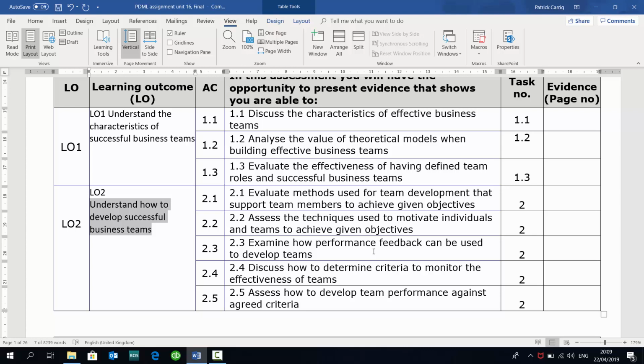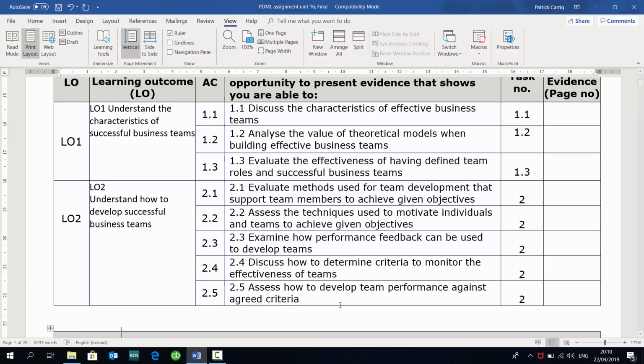And discuss how to determine criteria to monitor the effectiveness of the team. So we look at performance feedback and SMART targets: specific, measurable, achievable, and timely, as well as relevant and realistic. That's how to develop team performance against agreed criteria. Once you set your standards, you know how it's done.